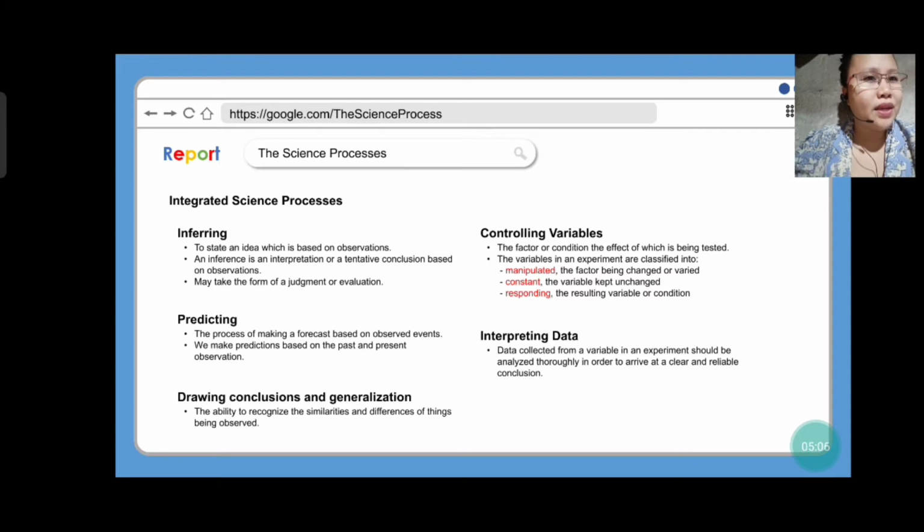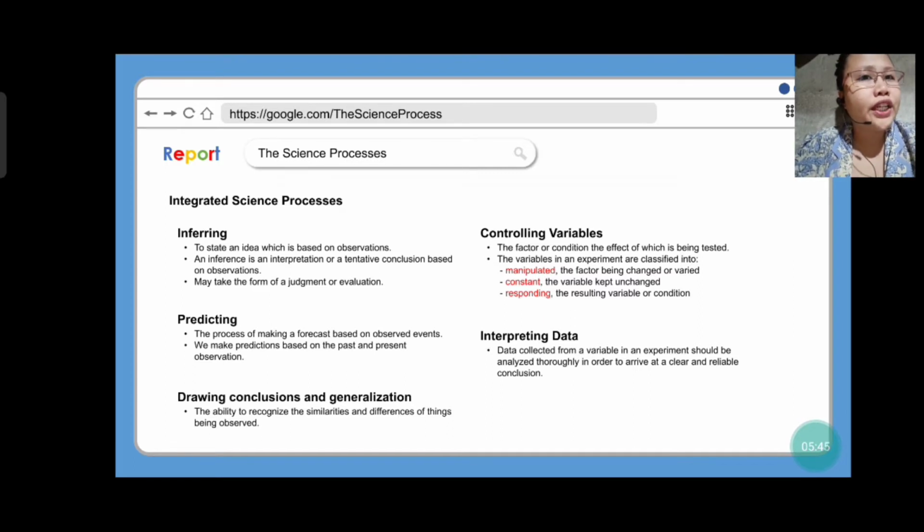The person who is observing manipulates the variable. Either that person changes or varies that variable. Next classification of a variable is the constant. This constant is the variable kept unchanged, untouched. Next is the responding variable. This responding variable is the resulting variable or condition.